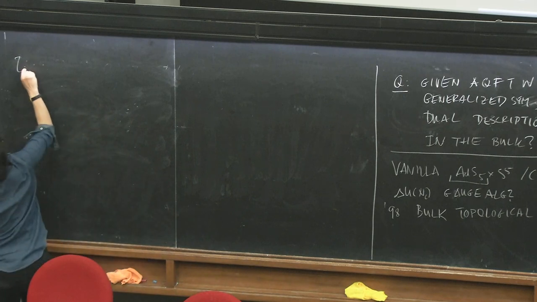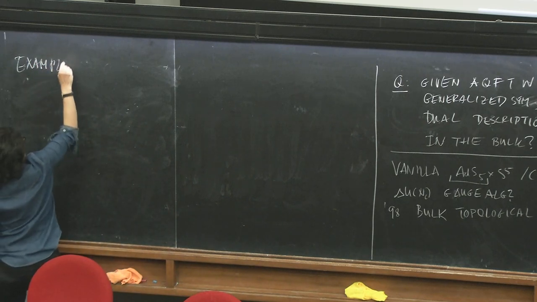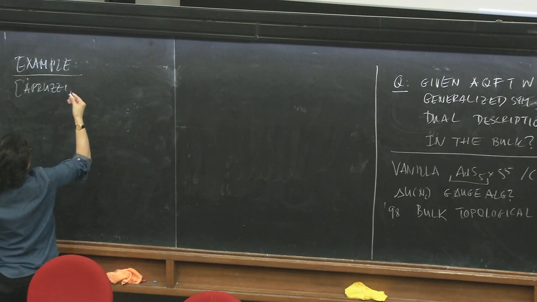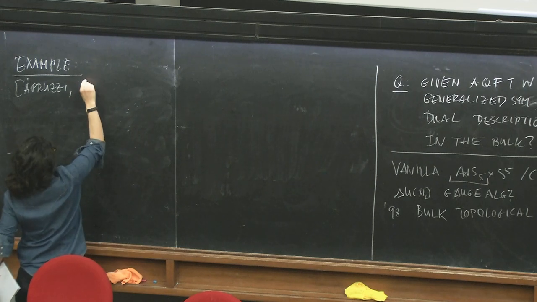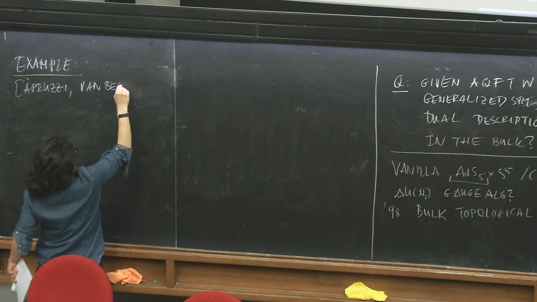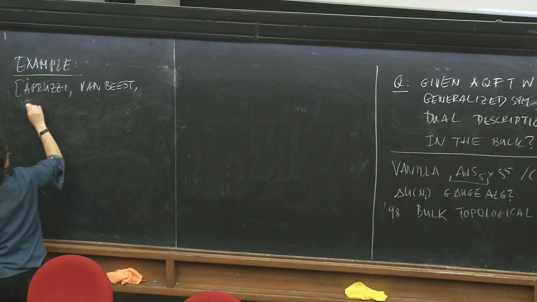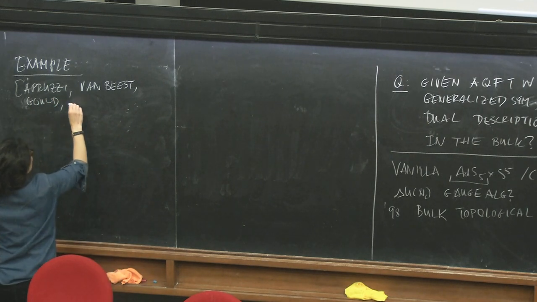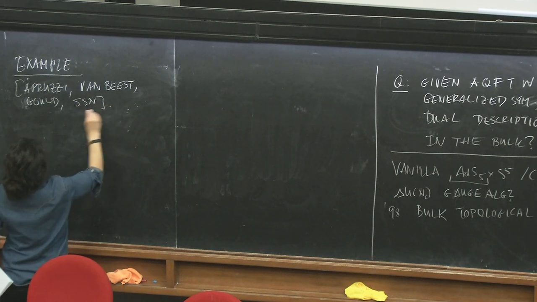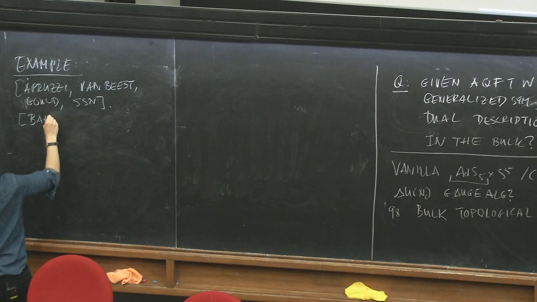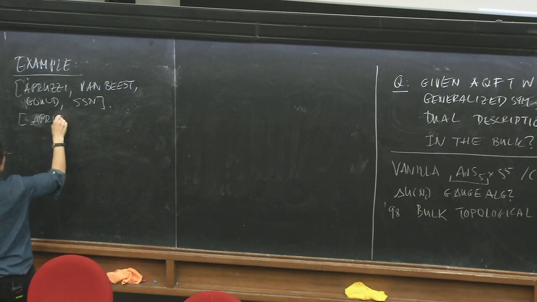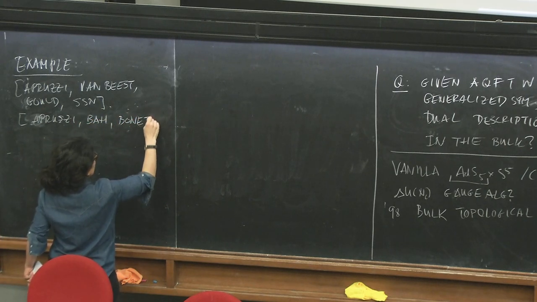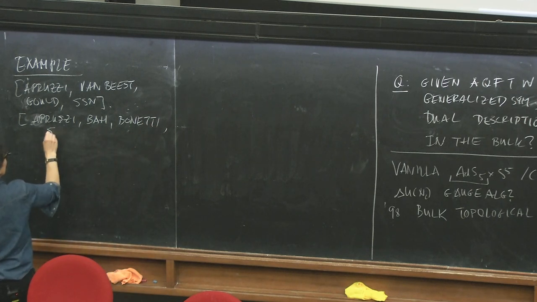So an example is something we worked out with Fabio Apruzzi, my student Van Beest, Dewi Gould, and myself. And then in a follow-up with Apruzzi, Bonetti, Federico Bonetti, a lot of Italians in this, Bonetti and myself.